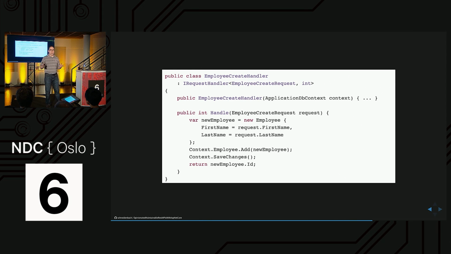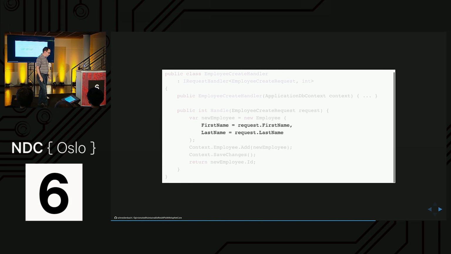So then we end up with our request that creates our employee. We set the properties from that request, and then we save it to the data. We add it to our context if you're using Entity Framework, which we are. And then we save it to the database, and then we return the new employee ID. And everybody's happy, right? Well, I mean, you're happy if you're writing plumbing code, right?